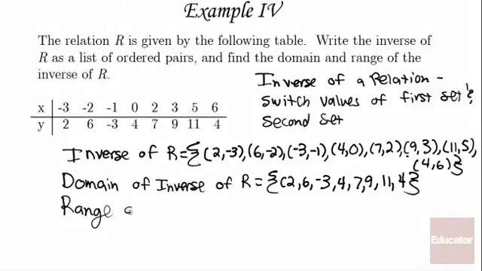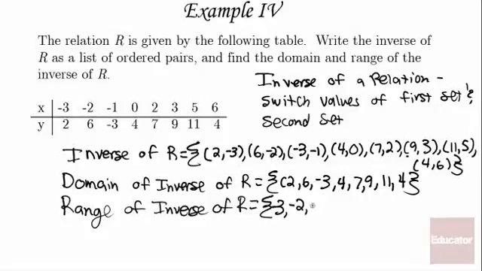The range of the inverse of R is equal to my second set of values. -3, -2, -1, 0, 2, 3, 5, and 6. So this gives, as I was asked, the inverse of R, the domain of the inverse of R, and the range of the inverse of R.